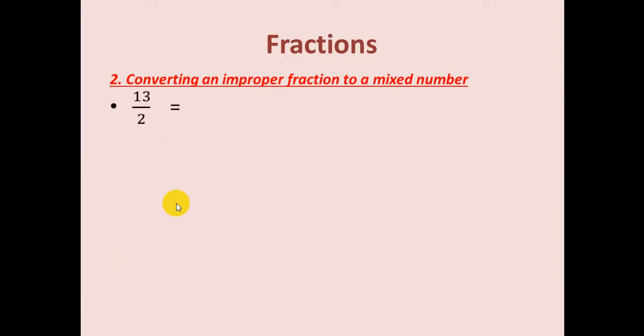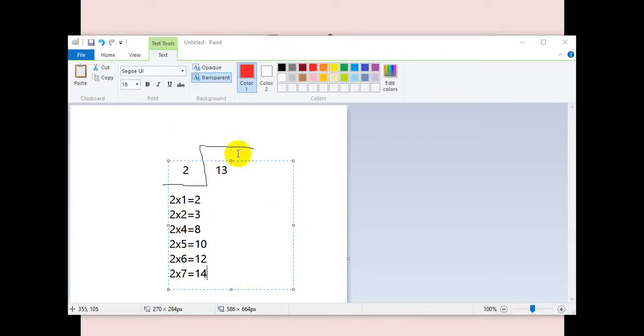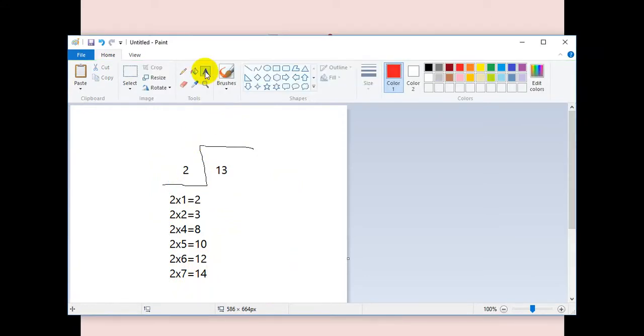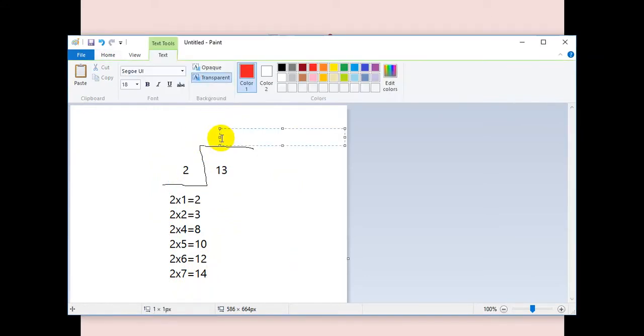Number 1, 13 over 2. How do we do it? Now, we do the draft for the long division, 13 over 2. We put 13 inside and 2 outside. Okay, make table 2. 2 times what is near 13, just before? 2 times 6. Here we put 6 here.